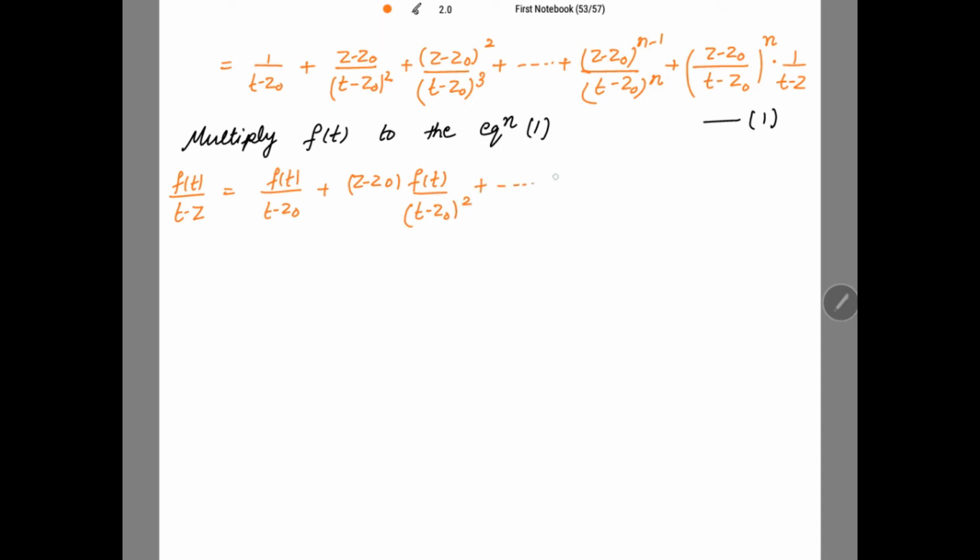So on, z minus z naught the power n minus 1, f of t over t minus z naught the power n, plus the last term z minus z naught over t minus z naught whole power n, f of t over t minus z. Now we have to integrate both the sides. So integrating both the sides, and integral is over c1, f of t over t minus z dt.